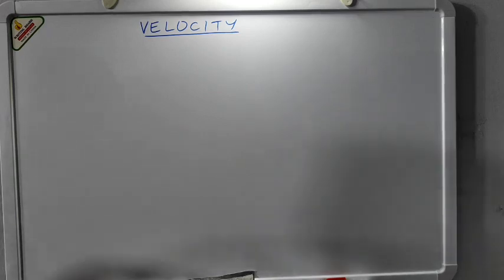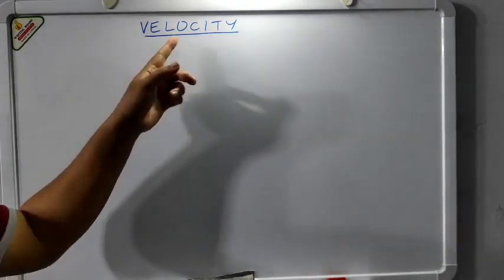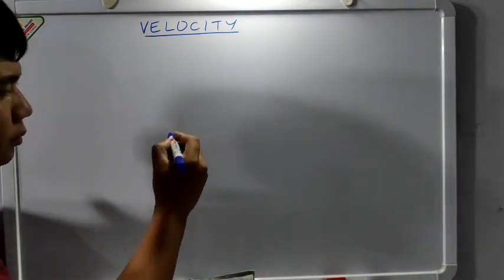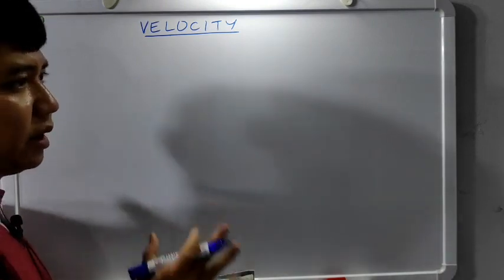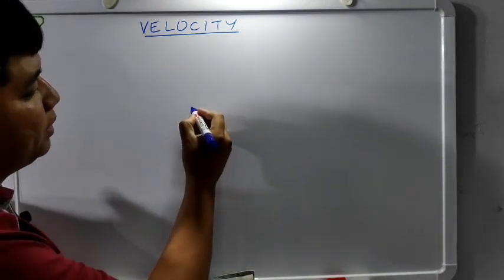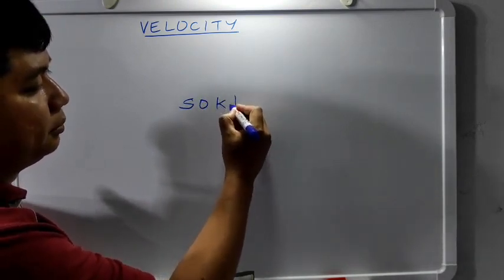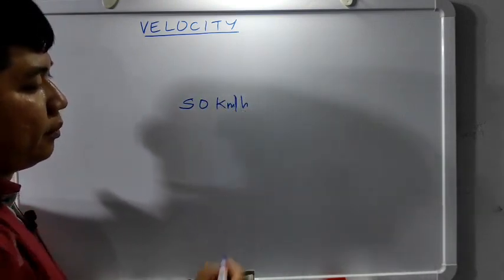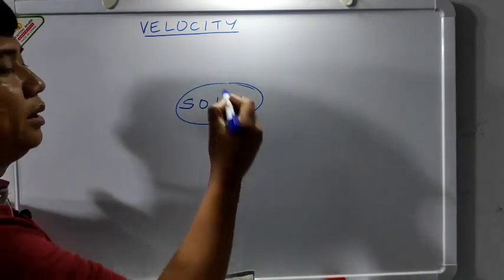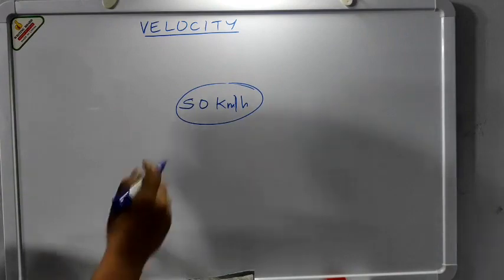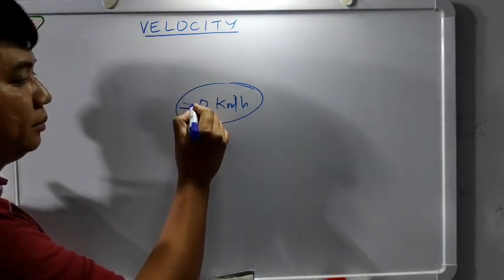In this video, I'm going to explain the term velocity, and different types of velocity. First of all, what is velocity? It is nothing but a speed having a direction. If we consider the speed of a car is 50 km per hour, it does not specify the direction of the car. It does not specify the direction of the motion.